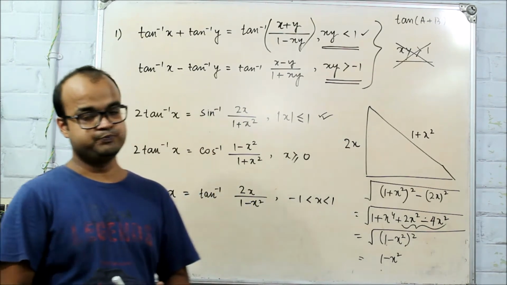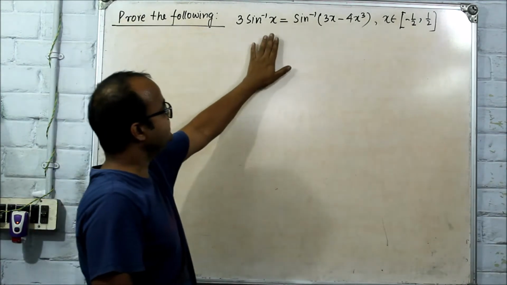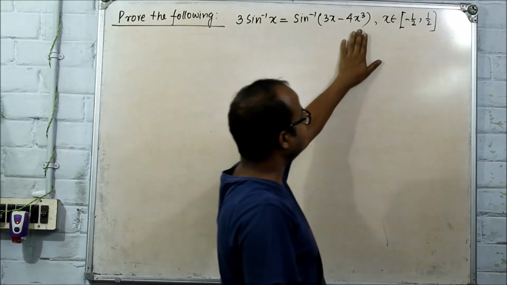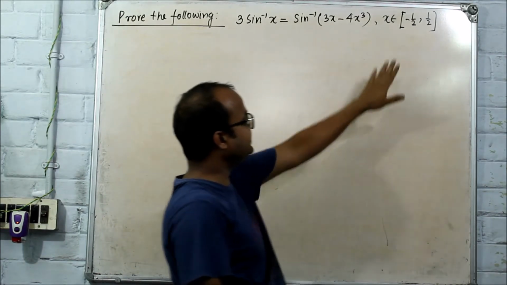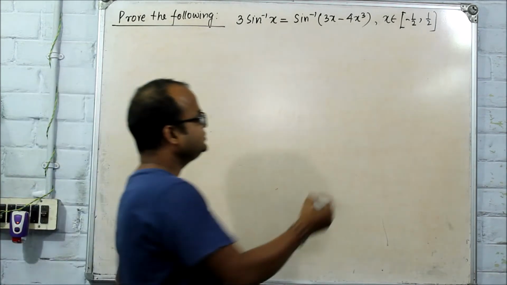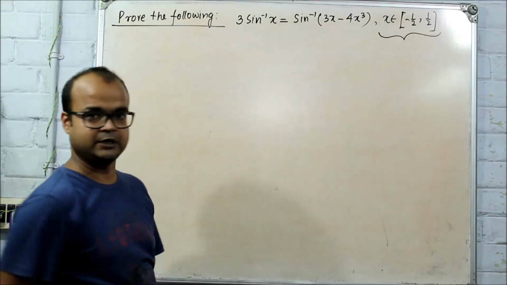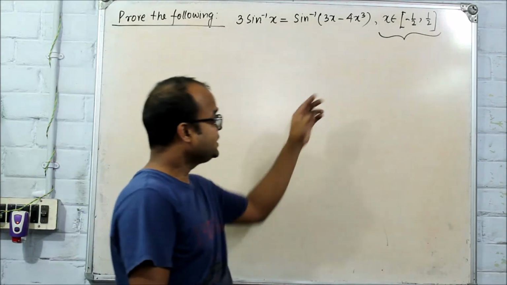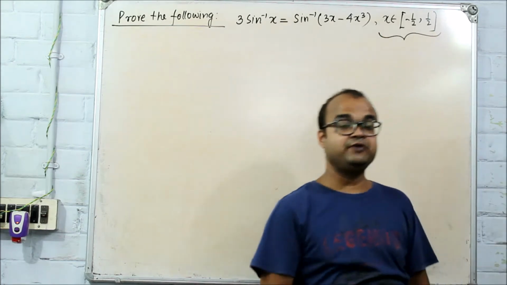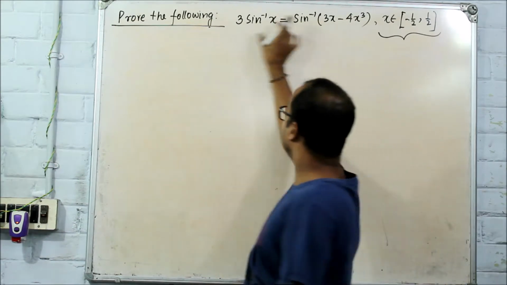Moving into the problems, let us discuss the first problem. 3 sin inverse x is equal to sin inverse of 3x minus 4x cube, where x belongs to minus 1 by 2 to 1 by 2. So this is information about the domain, so no need to worry about it. Whenever a sum is given, concentrate on the sum. This part is actually given to define the function. So we have to prove these two equal.